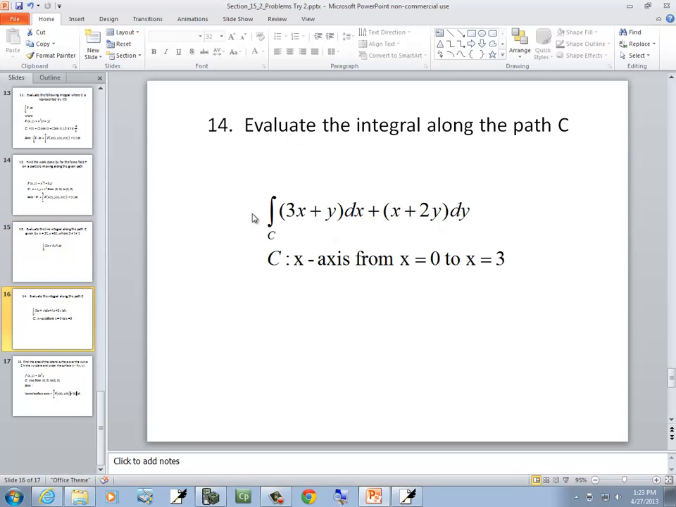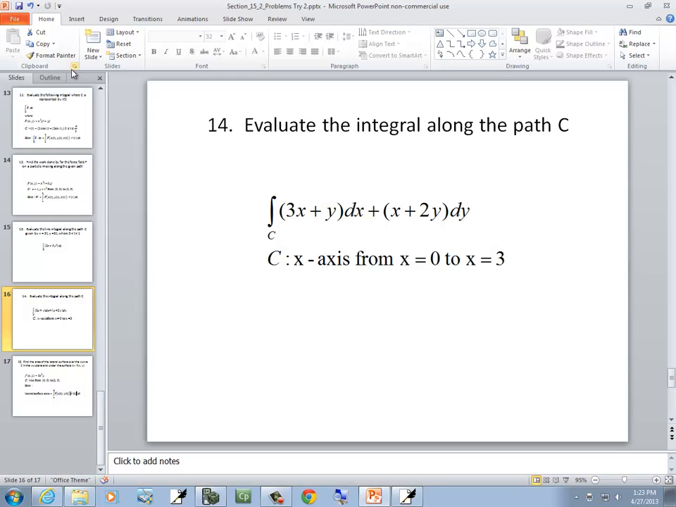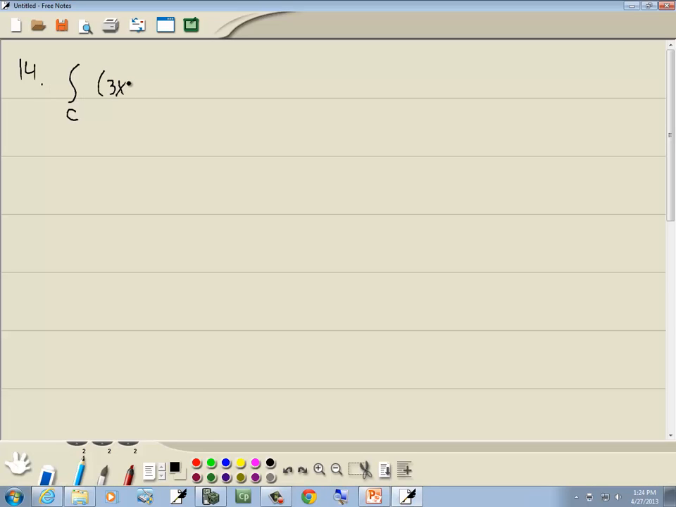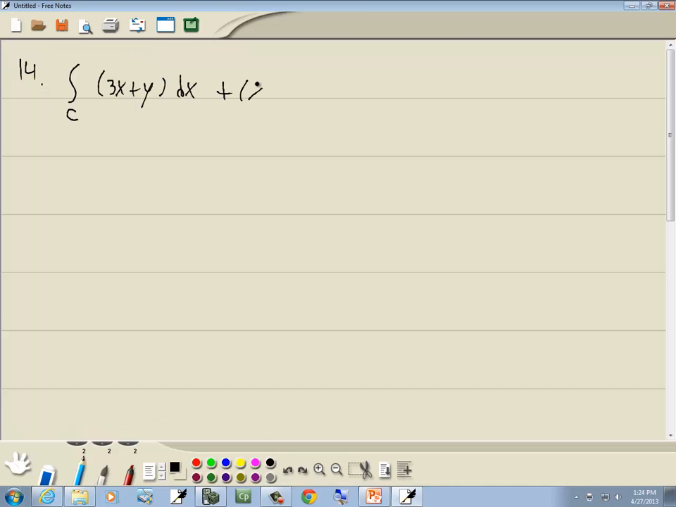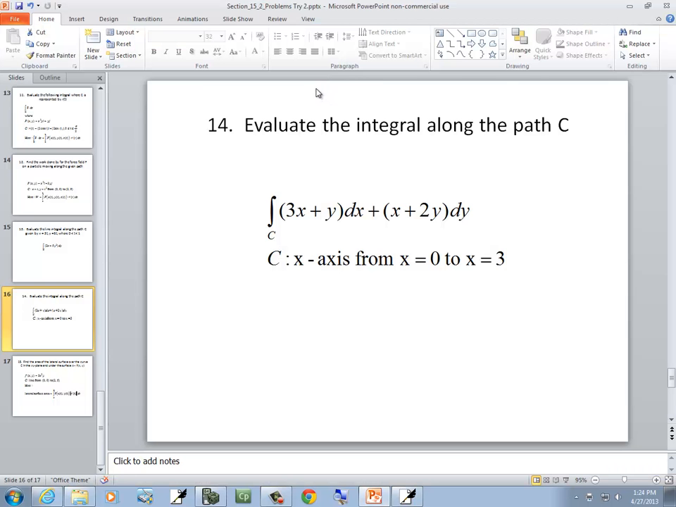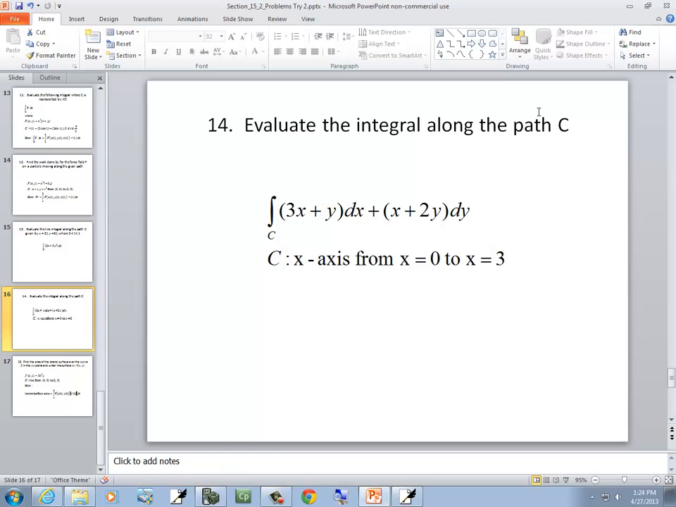Let's look at the next problem. Oh, I lied. There is another parameterization problem here. Okay, this one's an easy one though. 3x plus y dx plus x plus 2y dy. And this is along the x-axis from x equals 0 to x equals 3.